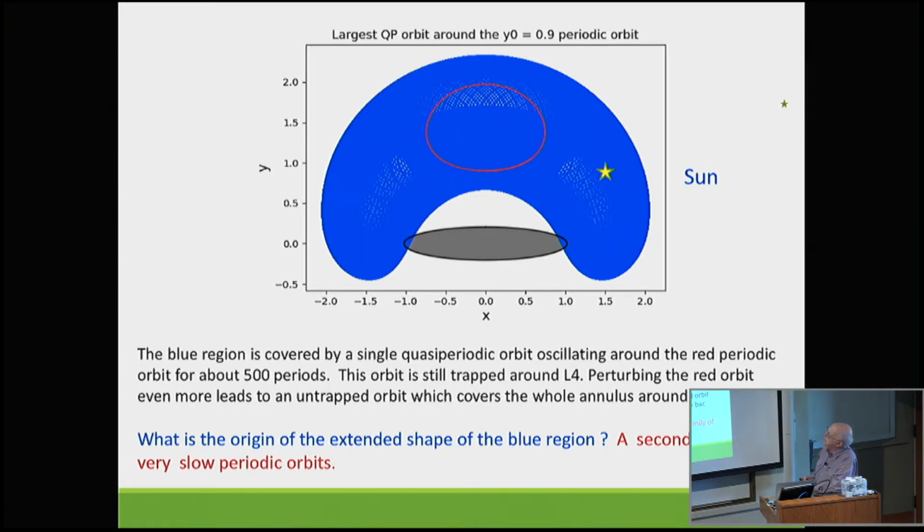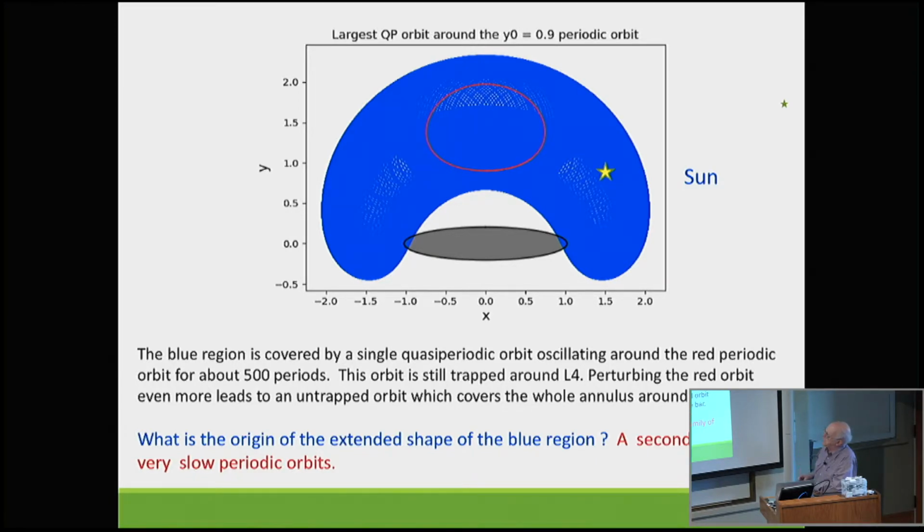But this entire blue region, this enormous blue region, is all the orbits, what we call quasi-periodic orbits, that are oscillating around this periodic orbit. You see that they cover an enormous region. I've run this for 500 periods, which is pretty much a Hubble time, and even this orbit is still trapped around L4. So perturbing the red orbit even more than what I've done here leads to an untrapped orbit that finishes up going right around the bar structure. So what's the origin of this huge extended region of quasi-periodic orbits?